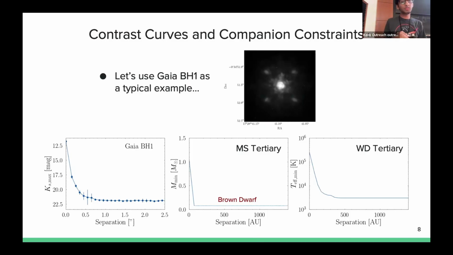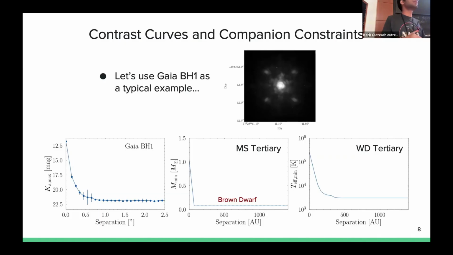And using that, we can place stringent constraints on potential main sequence tertiaries. We can rule out pretty much any solar mass tertiary and any tertiary above the hydrogen burning limit at separations greater than about 100 AU. We're only able to place weaker constraints on white dwarf tertiaries, which are potentially fainter. But again, at separations greater than around 500 AU or so, we can rule out any plausible white dwarf tertiary.